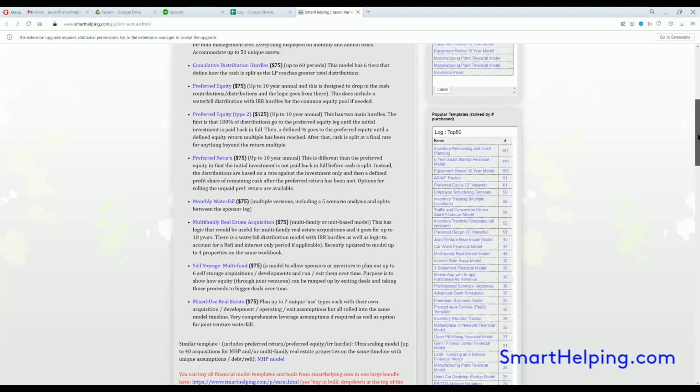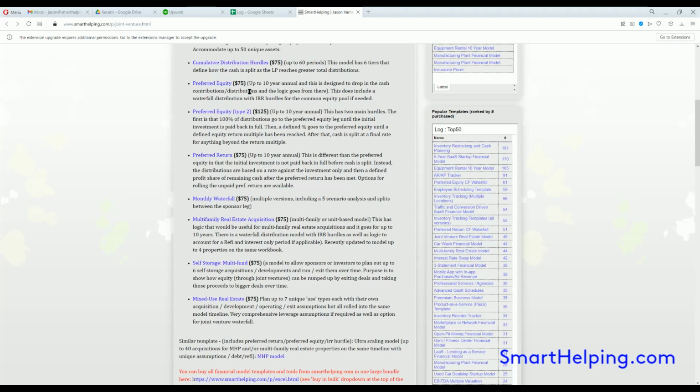Next up, preferred equity. So here's a hard preferred equity model. There's a difference between hard and soft preferred equity. This hard preferred equity means the initial waterfall gives 100% of the cash flow to the LP until they've gotten their money back and their preferred return. After that, there is an equity kicker that can be entered.